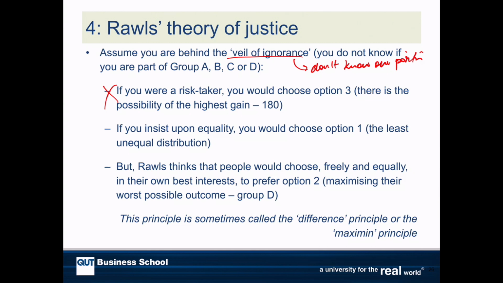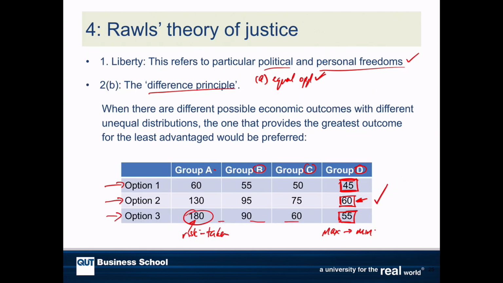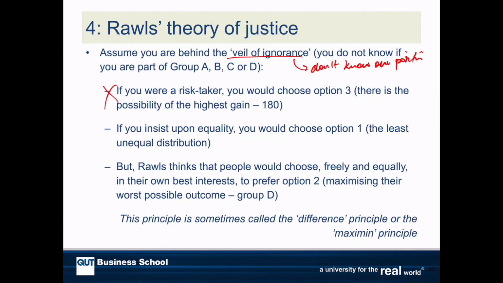Second, if you insisted upon equality of outcome, you would choose option 1, right? Because here, the difference between any group is minimized. But that's not what Rawls says. Rawls thinks people will choose freely and equally in their own best interest for option 2 to maximize their worst possible outcome, the maximin principle.